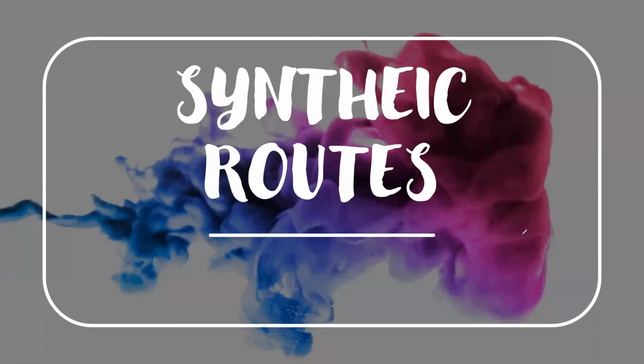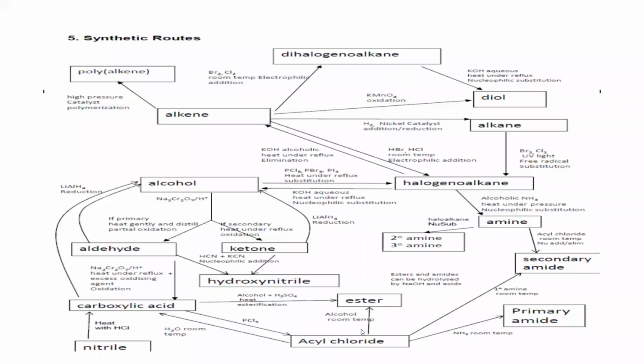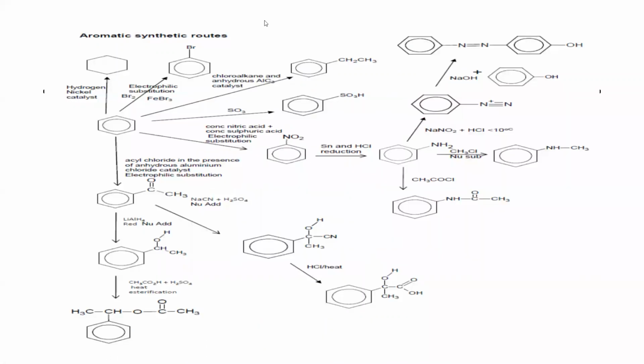Okay, so synthetic routes, the routes of these chemical reactions, as we discussed for aliphatic compounds. Then for aromatic compounds, these are the synthetic routes for aromatic compounds. For example, you start with benzene. So benzene, you use hydrogen and nickel as a catalyst. So hydrogen is added, it will convert into cycloalkane. If you want to convert into bromobenzene, you react with iron tribromide and bromine.